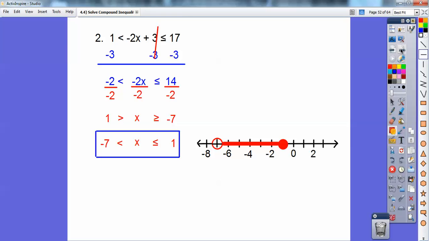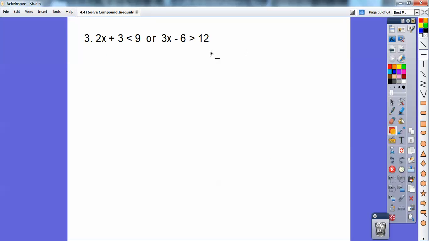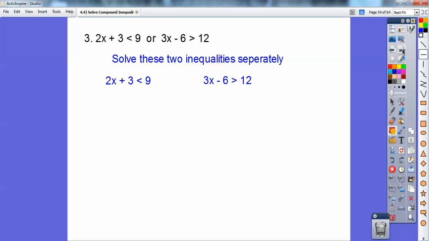Okay, let's try an OR, and we'll be done with this. Okay, on this one, this is an OR. Typically, not always, and I'll show you examples of not always on the next lesson, but typically OR statements shoot in opposite directions. So here, I'm going to take off 3. Solve both of them separately. So I'm going to take off 3 on that one. I'm going to add 6 to that one, and then I get over here, 9 minus 3 is 6. 12 plus 6 is 18. And then I'm going to divide by 2. And on this one, I'm going to divide by 3.